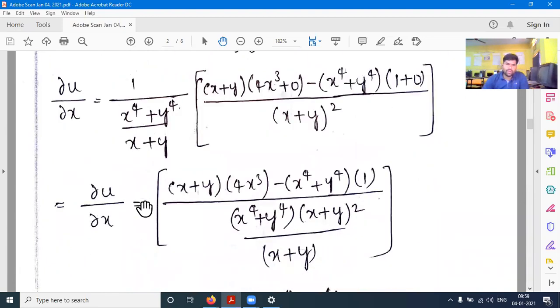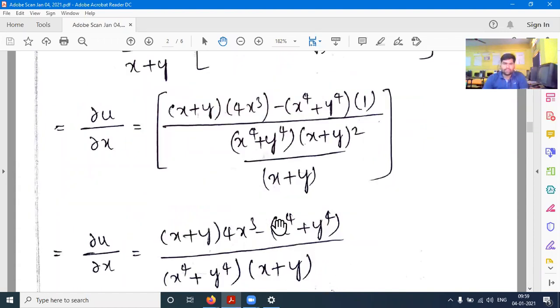So dou u by dou x is equal to x plus y into 4x cube minus x to the power of 4 plus y to the power of 4 into 1. In the denominator, this one is also there: x to the power of 4 plus y to the power of 4 into x plus y whole square, whole divided by this one, that is x plus y. So this x plus y we can write in the numerator.